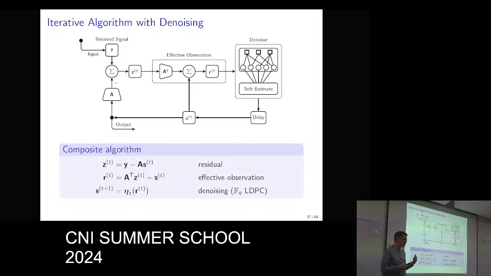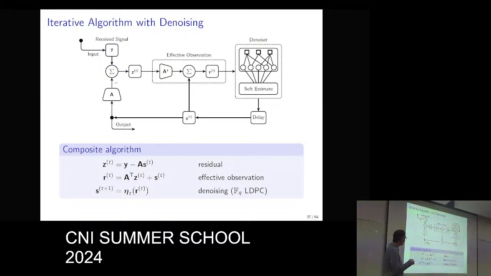So let me draw an analogy with what we did earlier this morning. The information we had about the state this morning was that it was sparse. The information we have about the state now is that it comes from an LDPC code. So we're going to try to create a denoiser that takes into consideration the graphical structure of the LDPC code to enhance the estimate. So let's go around the graph one more time.